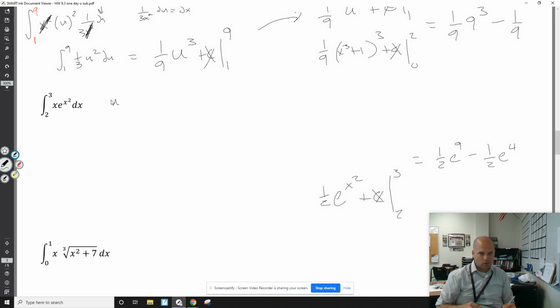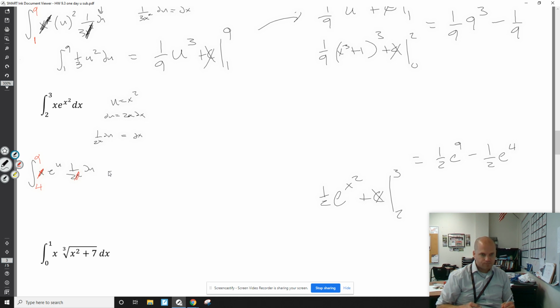All right. u equals x squared. du equals 2x dx. dx equals 1 over 2x du. Integral x e to the u 1 over 2x du. The x's cancel. I will correctly change my bases from x's to u's. If x is 2, u is 4. If x is 3, u is 9.